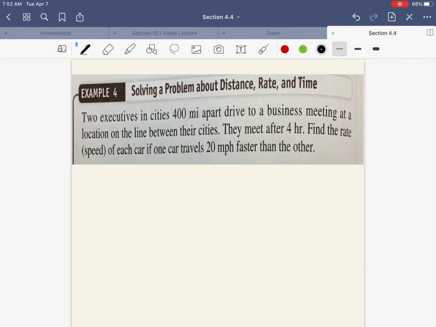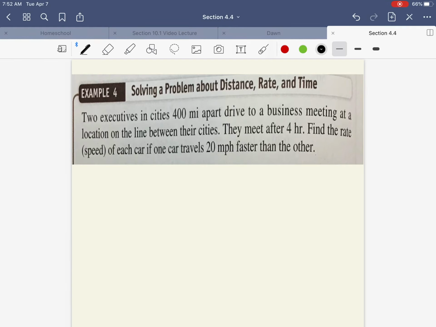All right, example 4. Two executives in cities 400 miles apart drive to a business meeting at a location on the line between their cities. They meet after 4 hours. Find the rate or the speed of each car if one travels 20 miles per hour faster than the other.